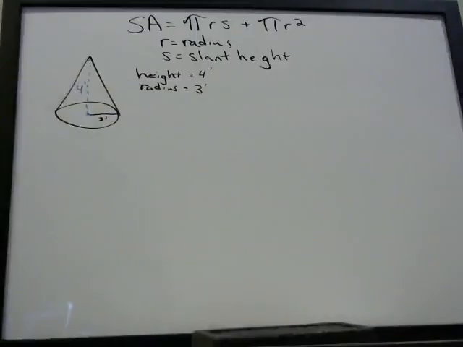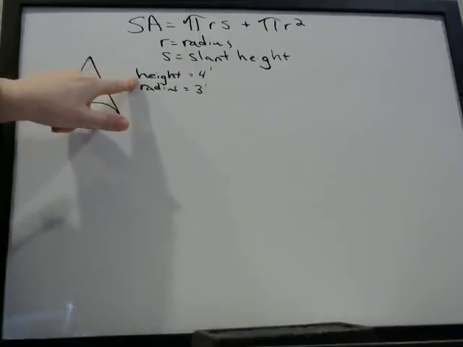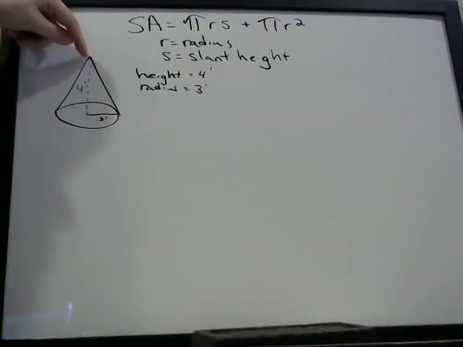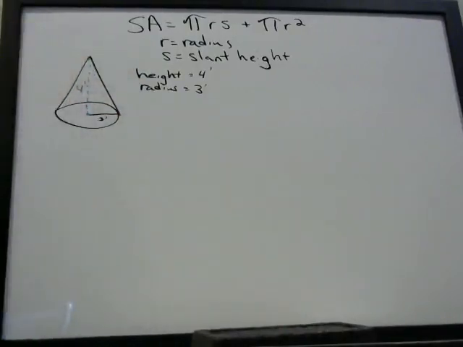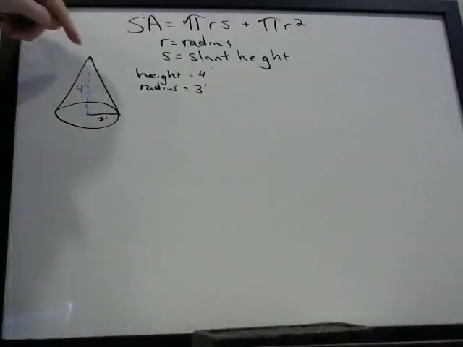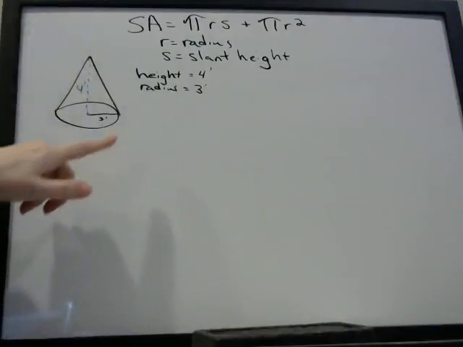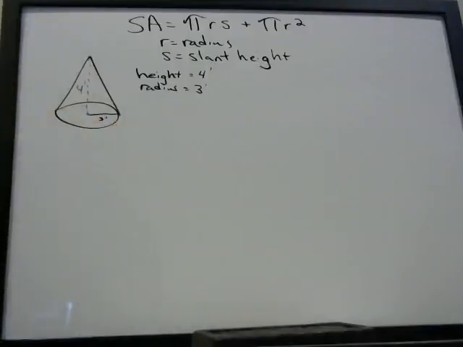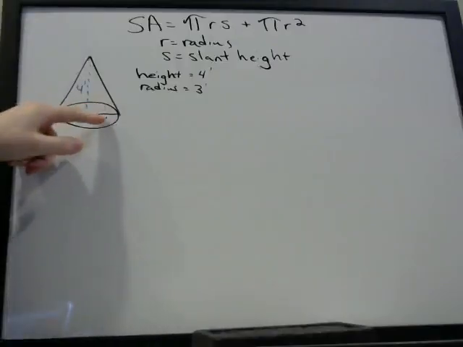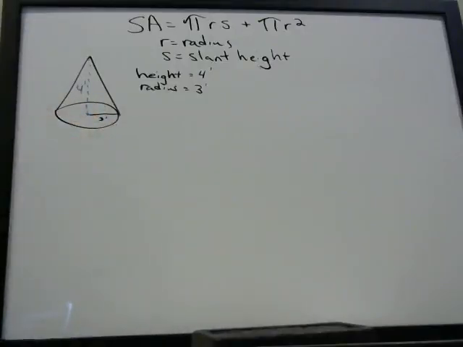So don't get caught if they just say the height. Remember, the height is from the tip of the cone down to the center of the circle. That is going to be different than the slant height. These are going to be different numbers. But I want you to see that if you're given the height and the radius, or if they give the diameter, you can always cut it in half and get the radius, you can find the slant height and then you can find the surface area. So this is a little bit of a complicated problem, but you can do it.